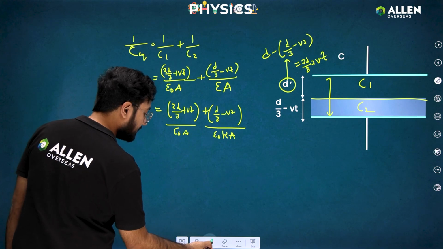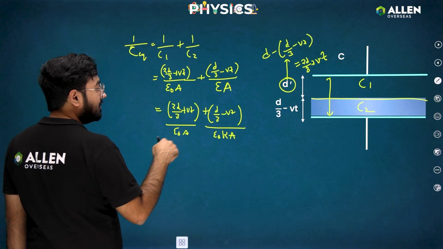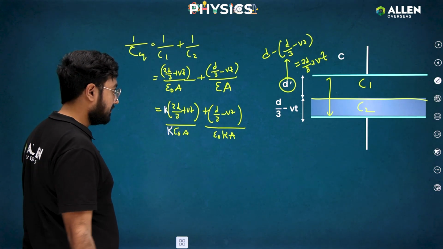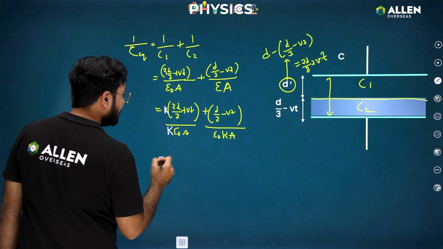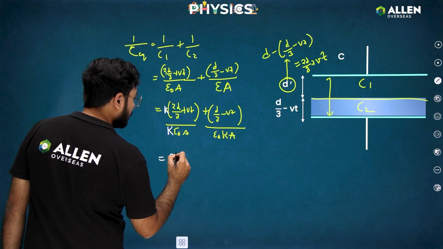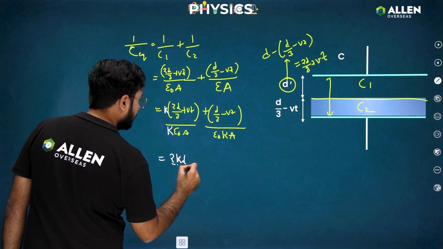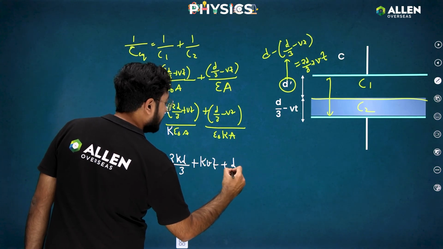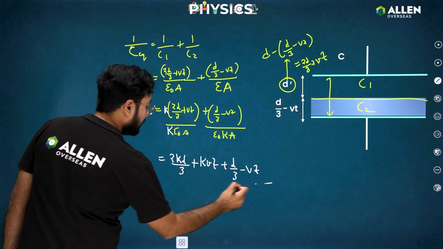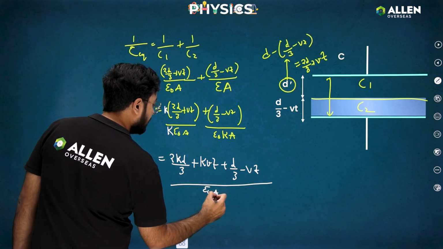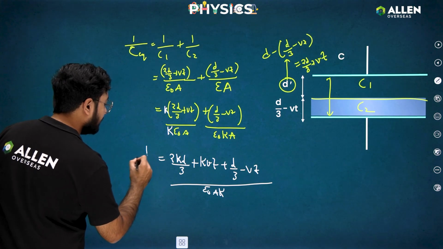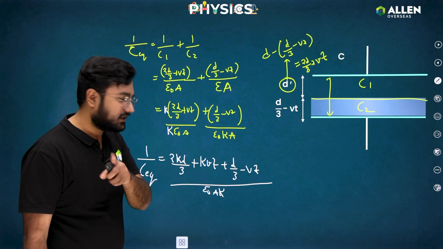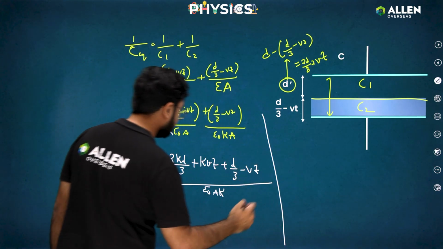Yes, I definitely can. And if I take the LCM, can I multiply and divide by K? Yes, that I can. So this will become 2Kd by 3 plus KVt plus d by 3 minus Vt over epsilon naught A into K. This is 1 by C equivalent. The value of K is given to us. Can we substitute? Definitely you can.